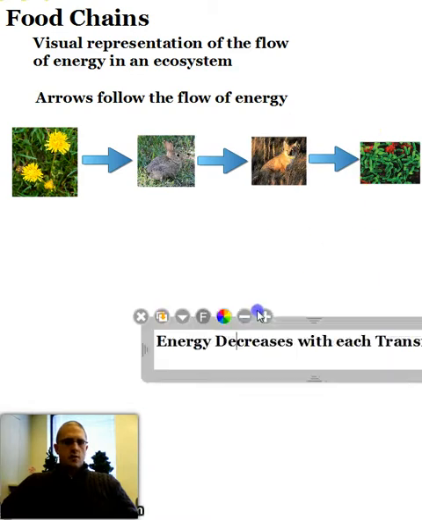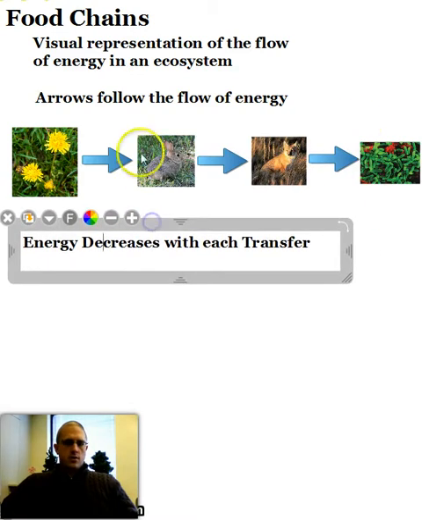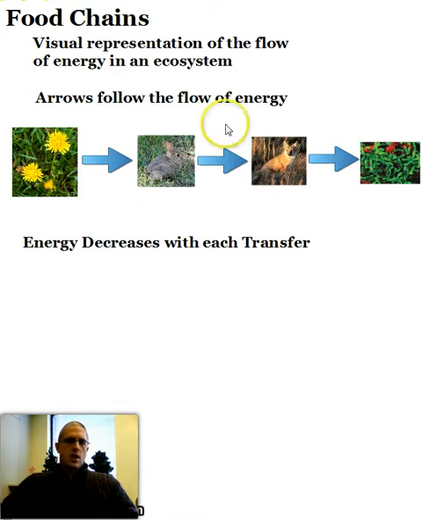Now, what you have to remember is that with each of these arrows, each of these transfers, we're going to lose energy. The energy is going to decrease. Again, the rule of 90% comes to mind: as we make these transfers, a lot of the energy is going to be lost as heat, and as we go down through the chain, towards the end, we're going to have not a lot left.